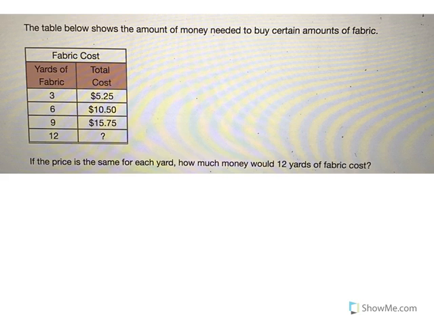The table below shows the amount of money needed to buy certain amounts of fabric. And you see the table, the information: fabric cost, yards of fabric, total cost, the quantity purchased and the amount it cost. If the price is the same for each yard, then you don't get a discount if you buy extra, which happens sometimes, but in this problem, it costs the same whether you buy a little or a lot. How much money would 12 yards of fabric cost?